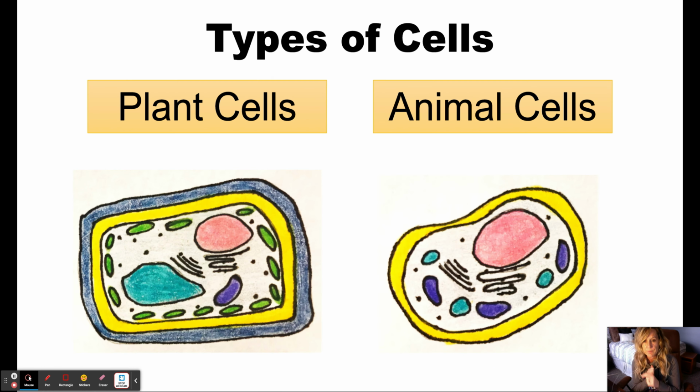All right. So there are two basic types of cells. We have animal cells and plant cells. They are similar, but they are not exactly the same. So all living things have cells, and it's one of the two.